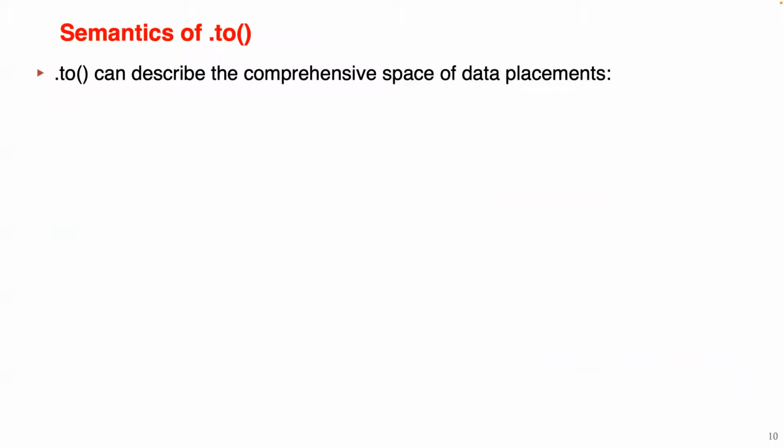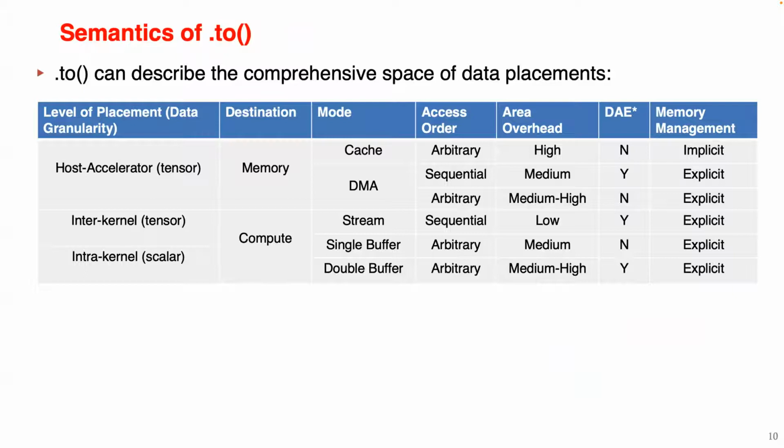In addition to the use cases we just mentioned, the .2 primitive can actually cover a comprehensive design space of data placement, as shown in the table. With this .2, programmers can customize data placement at different design levels with different communication schemes, again, in a decoupled way. Here, for example, for the host-accelerator data placement, we can choose between cache or DMA mode. Cache mode is better for arbitrary data access, and DMA mode can be used for sequential and arbitrary data access.